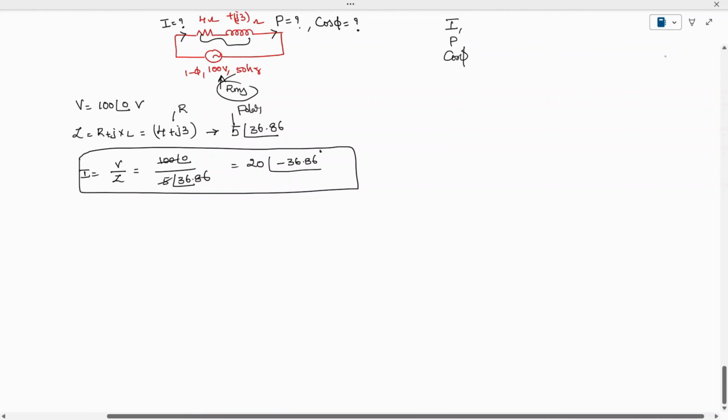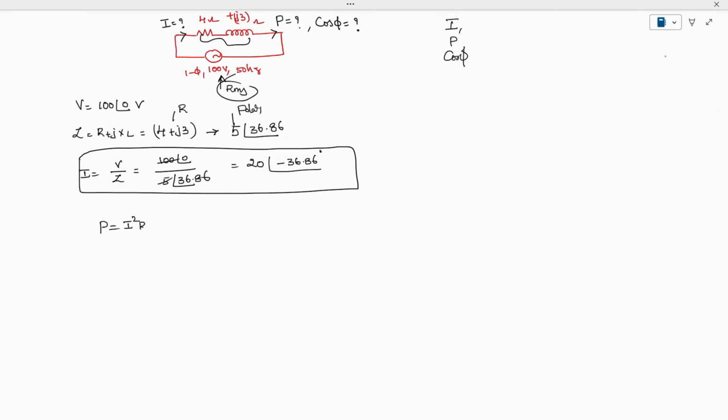We need to find the power. The power formula is I squared into R. The value of I is 20, so 20 squared into R. R given in the problem is 4, so we are going to get 1600 watts, and we need to find the cos phi.